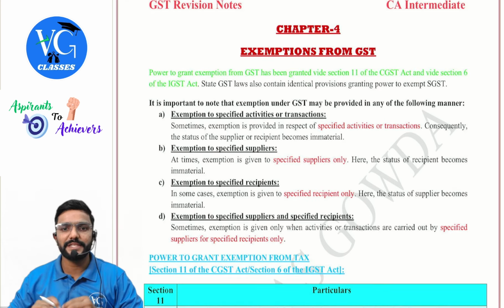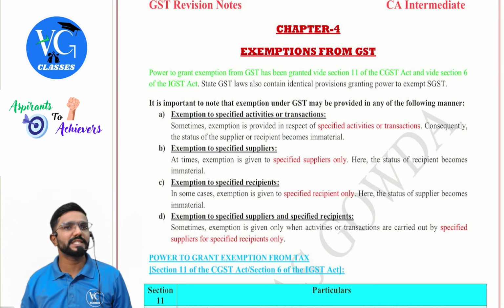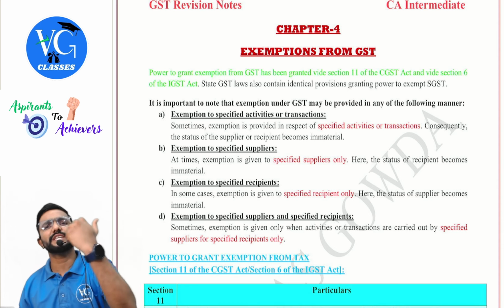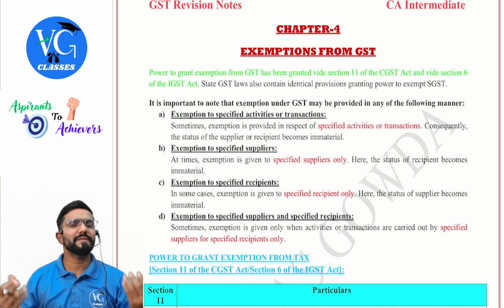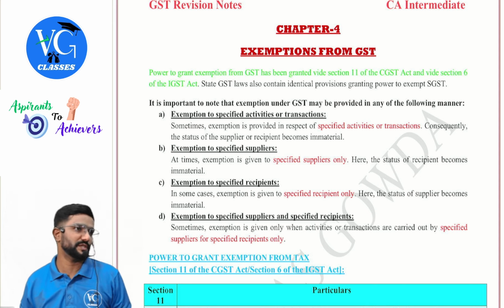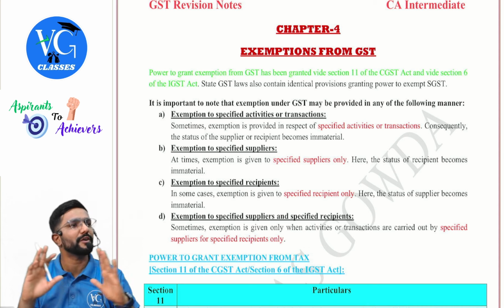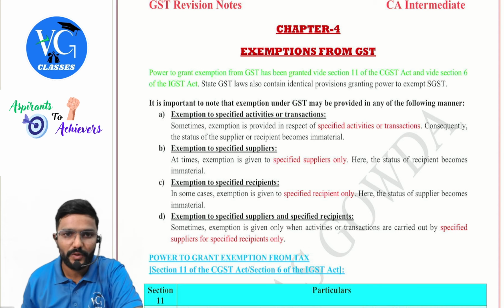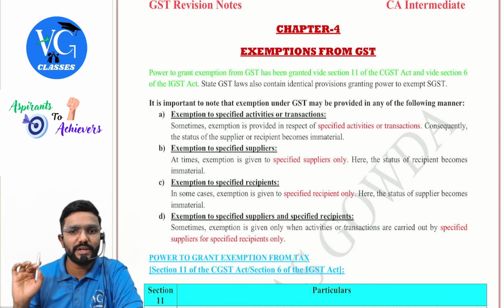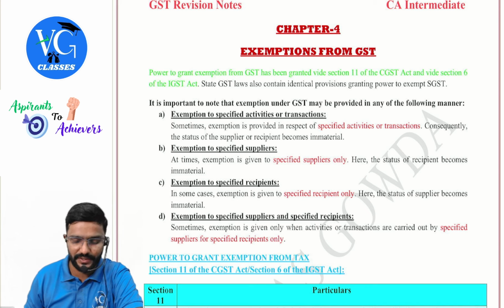Okay. Coming to exemptions, guys, exemptions under GST are given in section 11 of the CGST Act. The same is covered in section 6 of the IGST Act. Whatever is exempt under the CGST Act, the same thing is covered under the IGST Act plus a few more things. But those few more things are not a part of your syllabus, guys. Power to grant exemption from GST has been granted by Section 11 of the CGST Act and by Section 6 of the IGST Act. State GST laws also contain identical provisions granting power to exempt SGST.